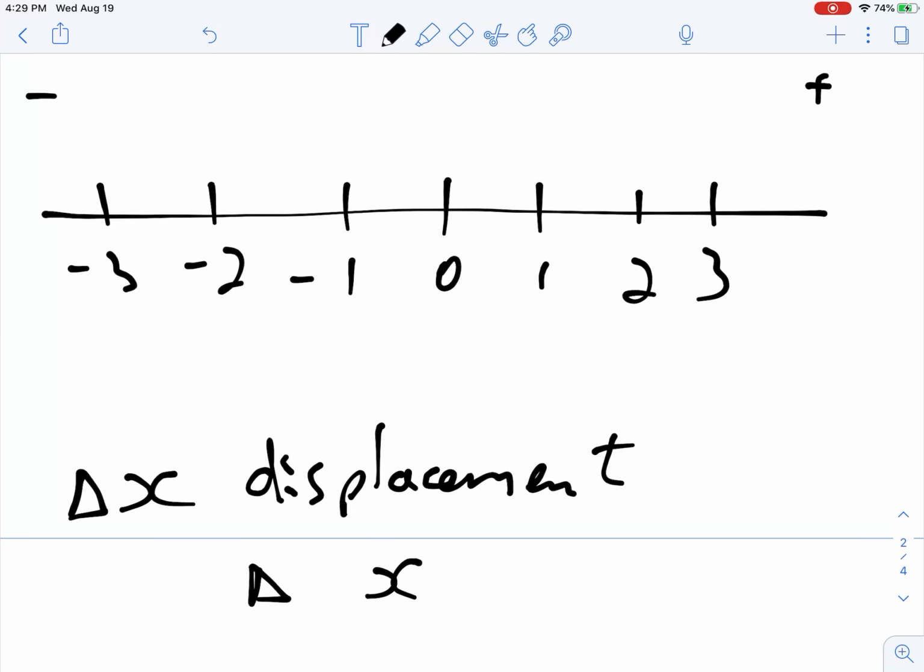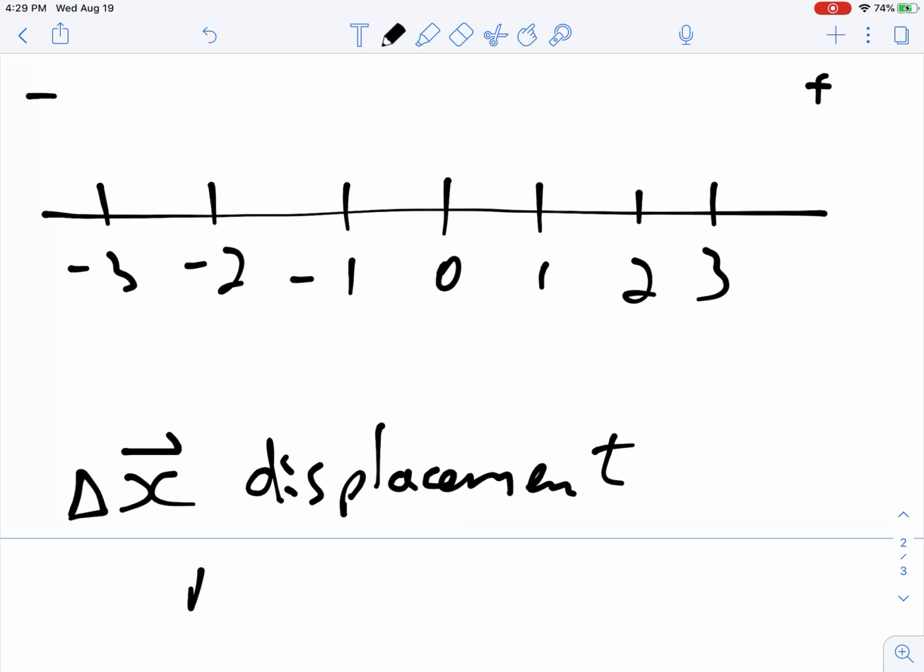So delta x gives us displacement. I am going to, for our purposes, put that little arrow on top of the x. That symbolizes that delta x, displacement, is a vector quantity. So when I write this down, if I put the little arrow there, you know I'm referring to a vector. And you know then that any value associated with this has to have a positive or a negative sign. So let's do an example.